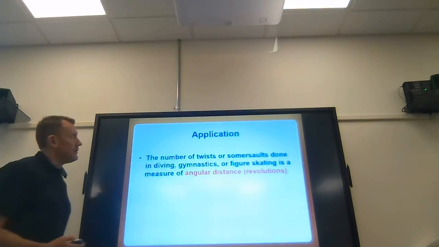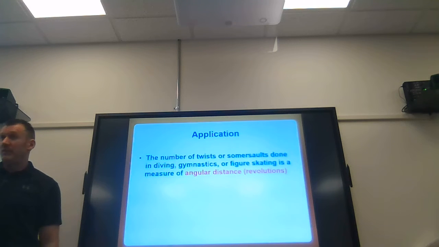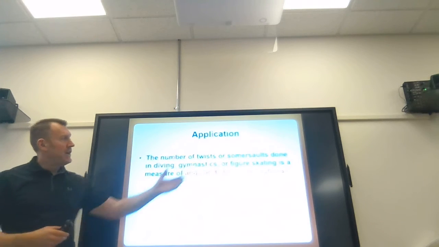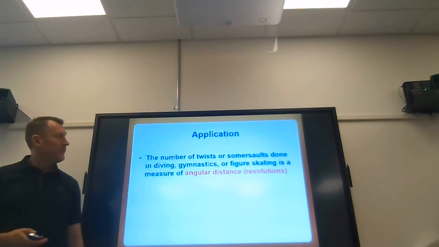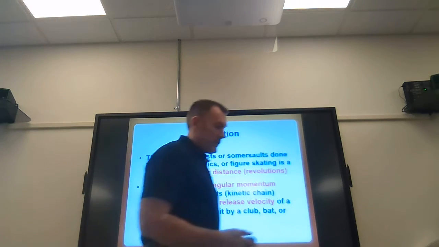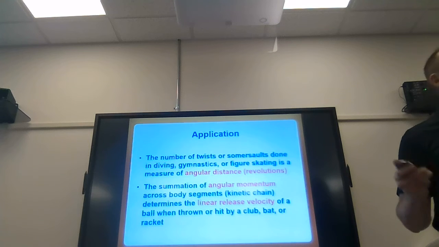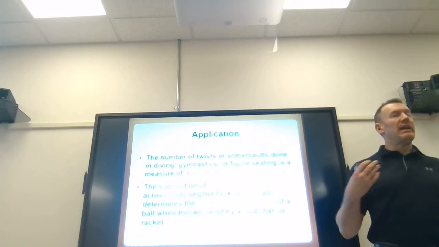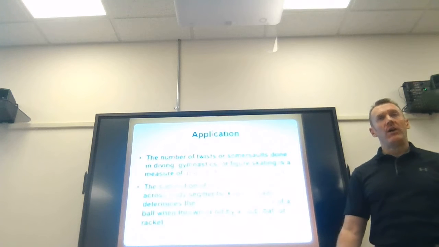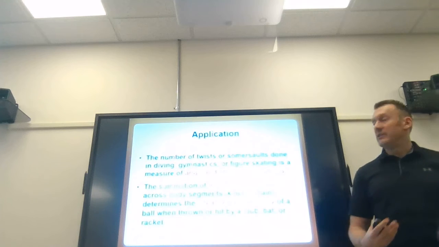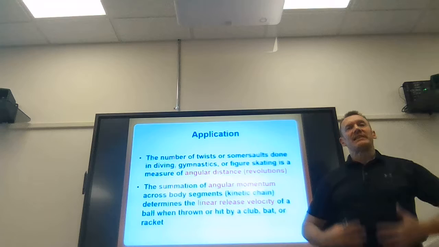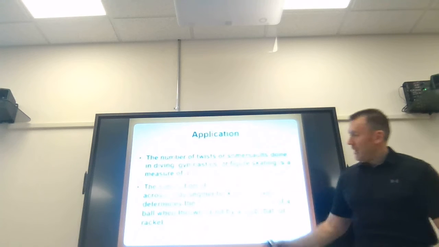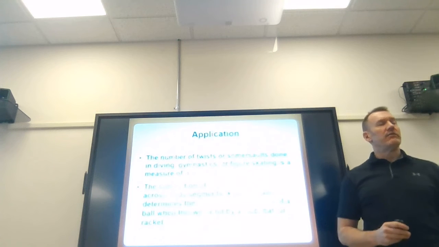Okay, so other sports applications. You watch the Olympics with diving and gymnastics and figure skating. The total number of spins is a measure of angular distance, so revolutions. So there's a connection between angular motion and linear motion. As a pitcher goes through a windup, they're generating angular momentum all through the kinetic chain. They push into the ground, which applies a reactive force through their feet, and during the course of a windup we're building this angular momentum across multiple joints. As more of this angular momentum builds, that culminates in the velocity of release.